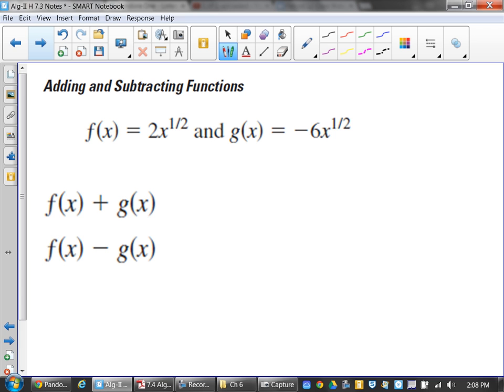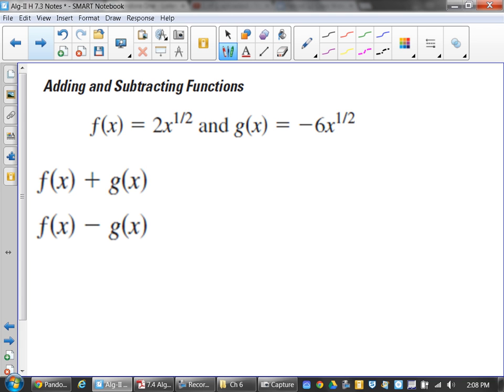So, let's take a look at this, just to walk you through how it's going to look when you have exponent rules. Can you write this? Probably. Now, when I'm talking about adding or subtracting, my two functions are f of x is 2x to the half and g of x is negative 6x to the half. And it's asking me, what is f of x plus g of x?